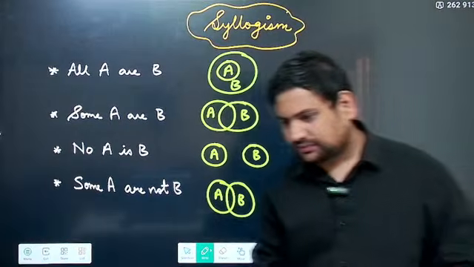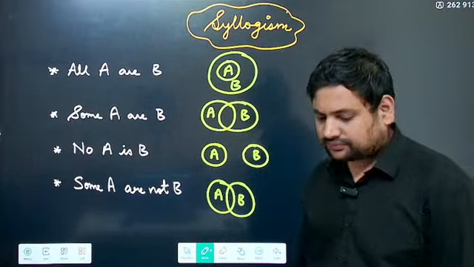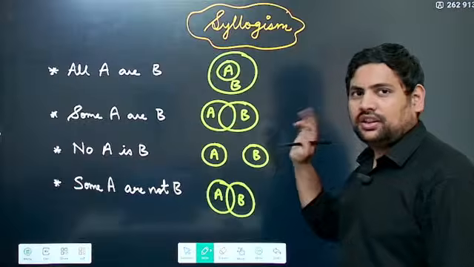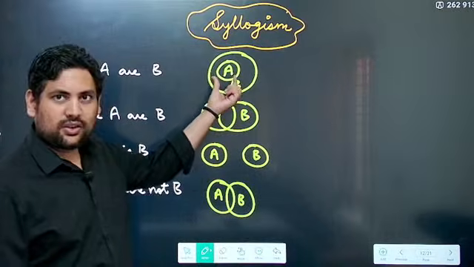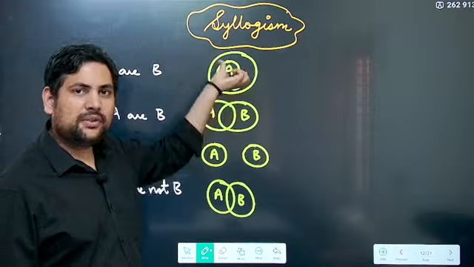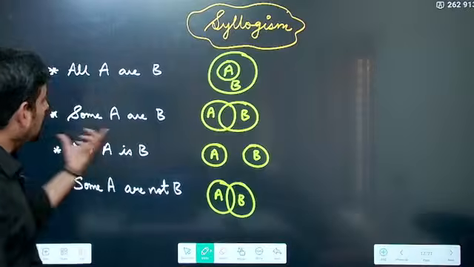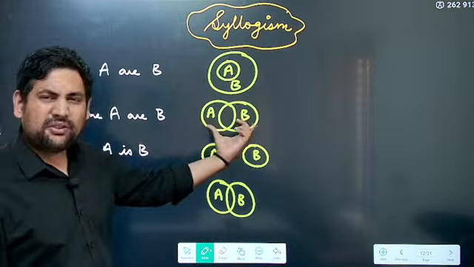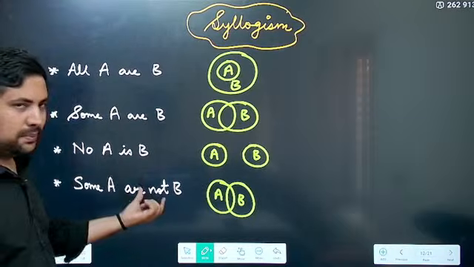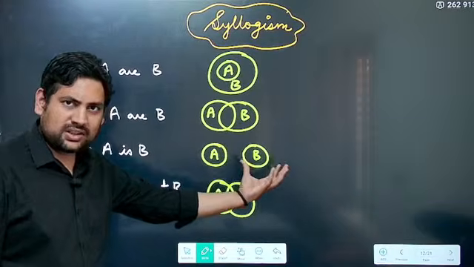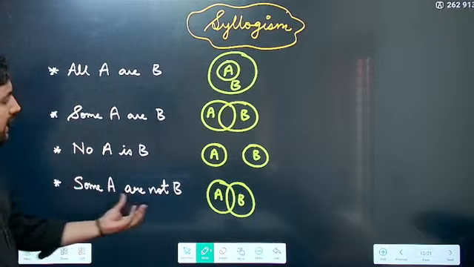Now this is syllogism. First thing, what you see, all A are B. This is a normal diagram. This you might understand. All A are B, so I have drawn A inside B. Then some A are B. So I have drawn A and B with some intersection. Fine. Then no A is B. So I have drawn A and B separately so that they have nothing in common. Then some A are not B.